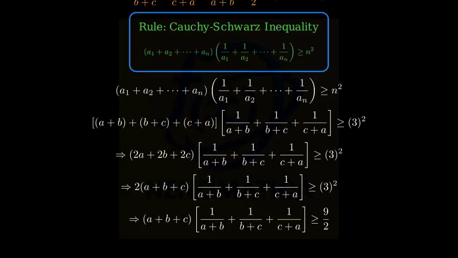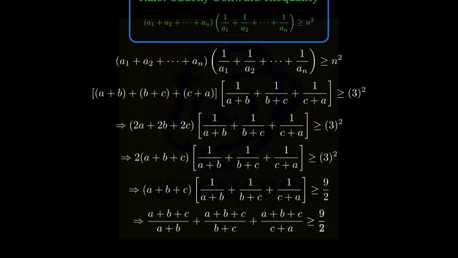Now, let's rearrange to get closer to our original problem. We'll distribute a plus b plus c to each term in the brackets. This gives us a plus b plus c over a plus b, plus a plus b plus c over b plus c, plus a plus b plus c over c plus a, which is greater than or equal to 9 over 2. Let's break down each of these fractions into simpler parts.